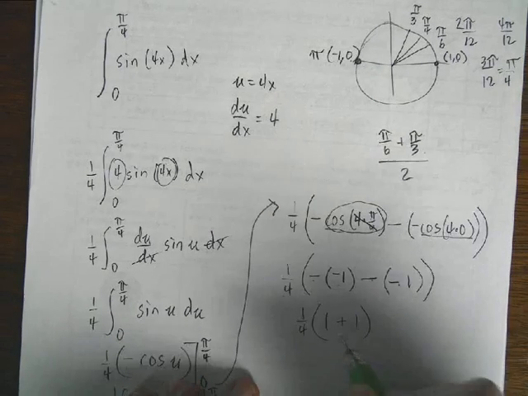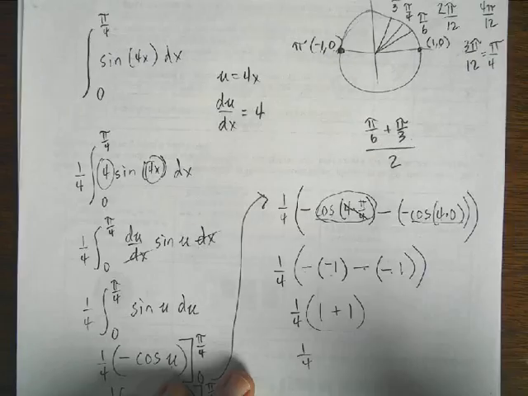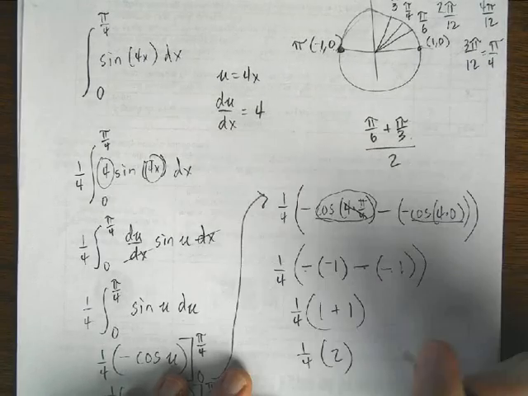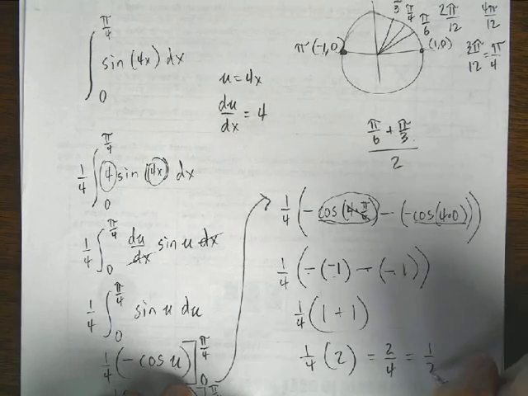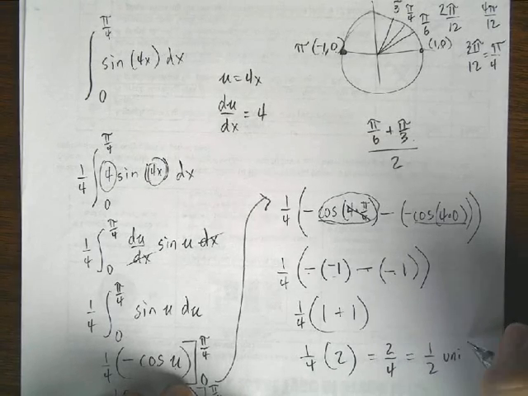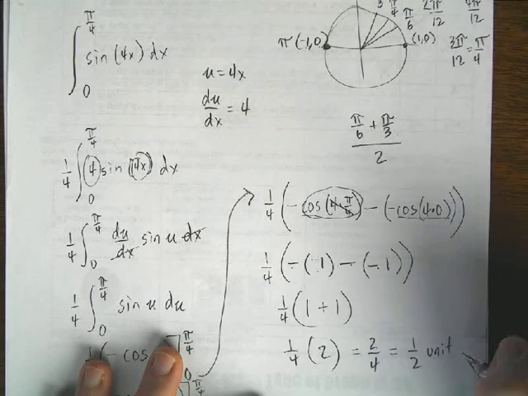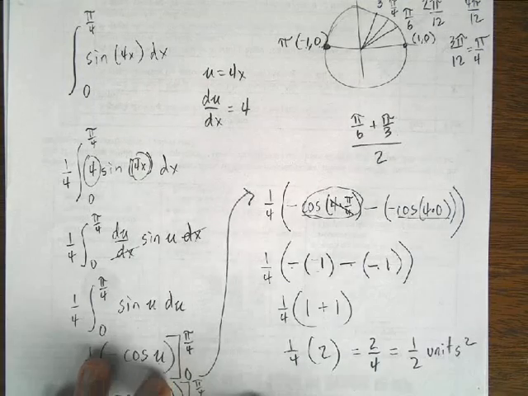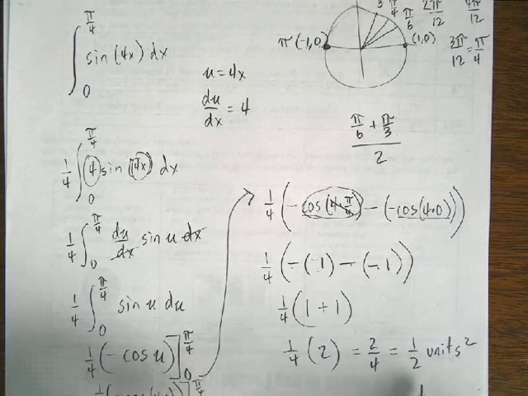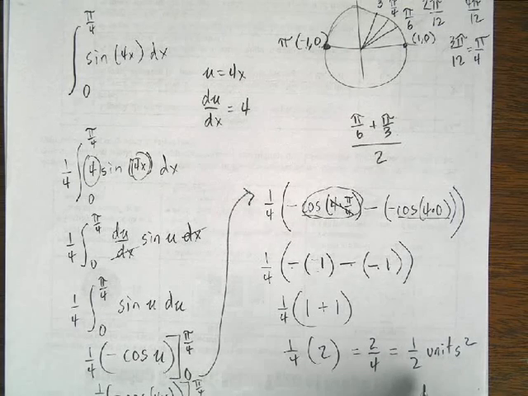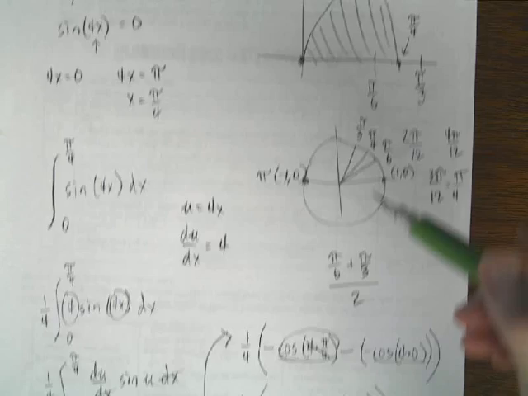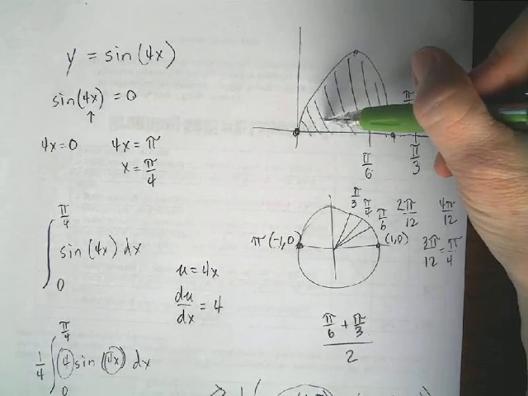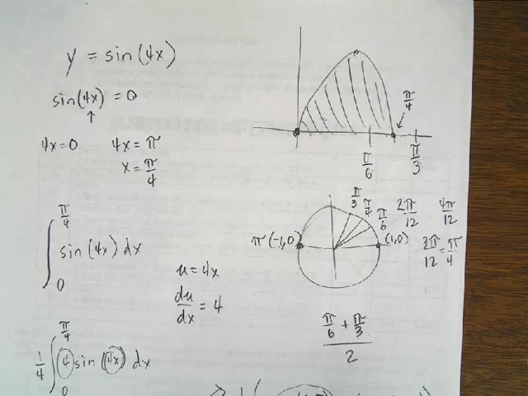1 plus 1 is 2. So then I have 1/4 times 2, which is equal to 2 over 4, which is equal to 1/2. And I didn't call you out on this if you didn't do it, but it would be units squared. It is a positive area. So for those of you who got negative areas, that should have been a warning sign for you to look at what you were doing, because clearly this area is all above the x-axis. All right, so there it is.